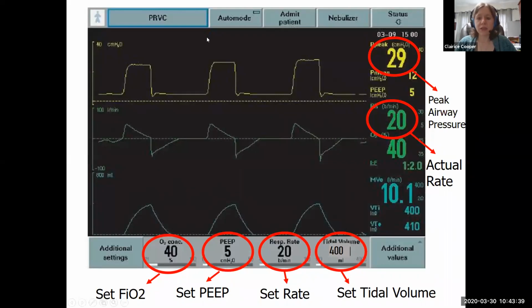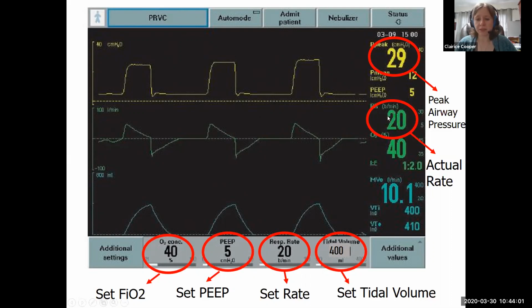Again, looking at the screen that you may be looking at for some of our ventilators, the peak airway pressures you look at here. If you were to do an inspiratory hold, which you can ask the respiratory therapist to do, the plateau pressure would show up in this region, and that would tell you what the plateau pressure is. The set rate is down here.